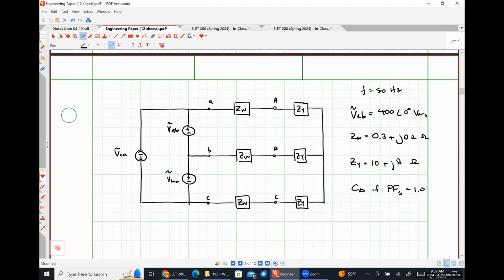So 3 times the total complex power absorbed by one phase of the transmission line network, and then 3 times the total complex power absorbed by one phase of the load. Okay, that's fair. So how would we find the complex power absorbed by one phase of our load? Let's start there. Let's break this up into bite-sized pieces that we can wrap our head around. As it's presented to you, this seems daunting, and that is intentional.